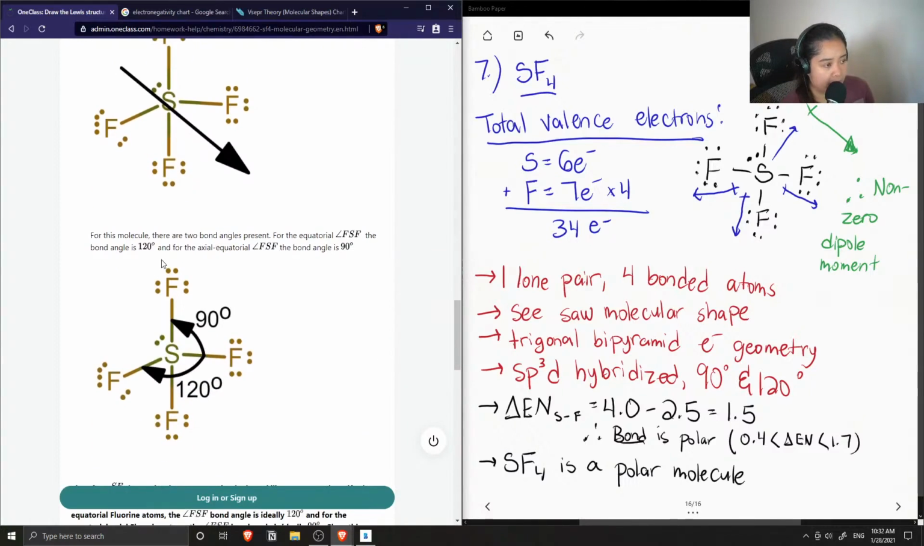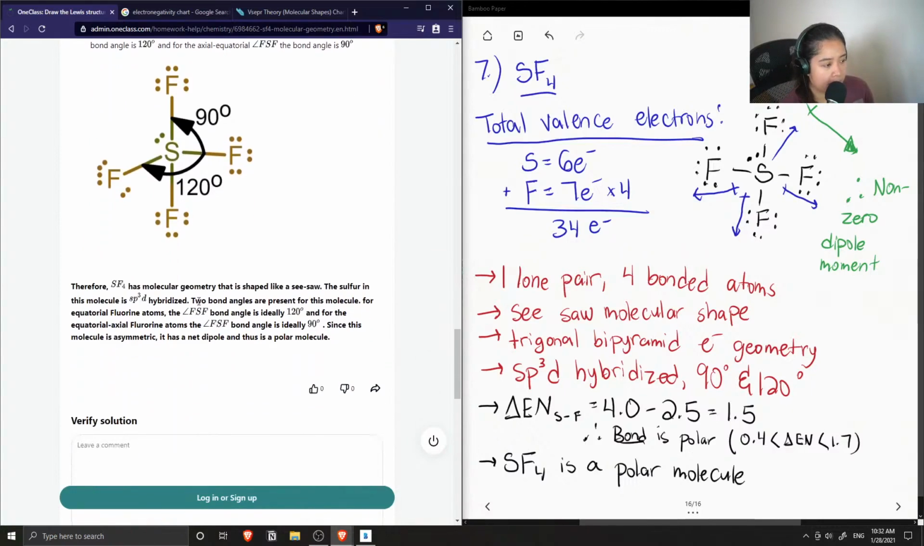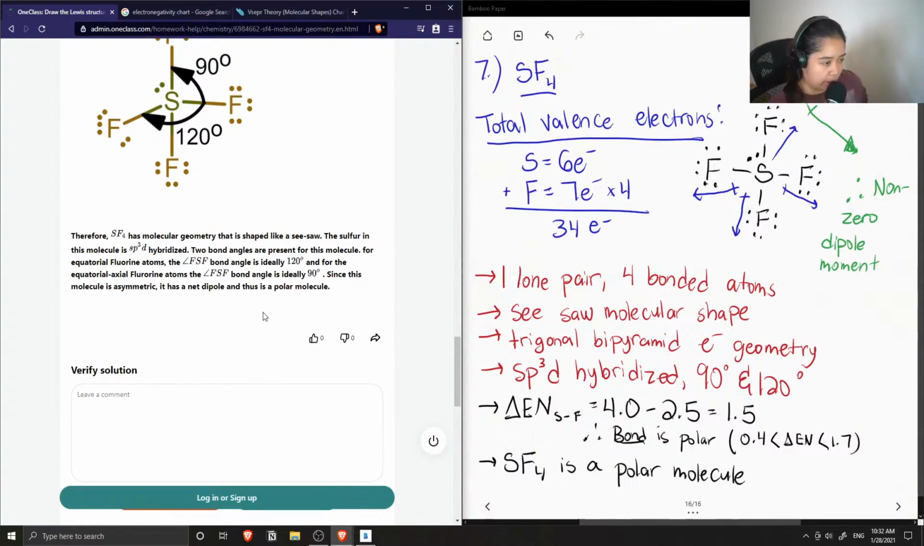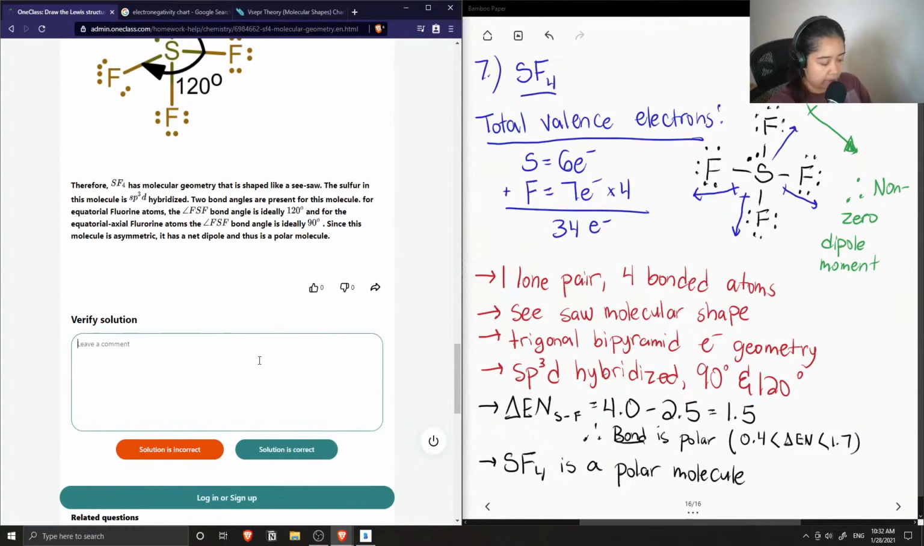For this molecule, there are 2 bond angles present. For the equatorial fluorine-sulfur-fluorine bond, it's 120. They showed that here. And for the axial equatorial fluorine-sulfur-fluorine, the bond angle is 90 degrees. So therefore, it has a molecular geometry like a seesaw. The sulfur is sp3d hybridized. The 2 bond angles are 120 and 90 degrees. And since it's asymmetric, it has a net dipole, and thus it is a polar molecule. Yep, so this solution is correct.